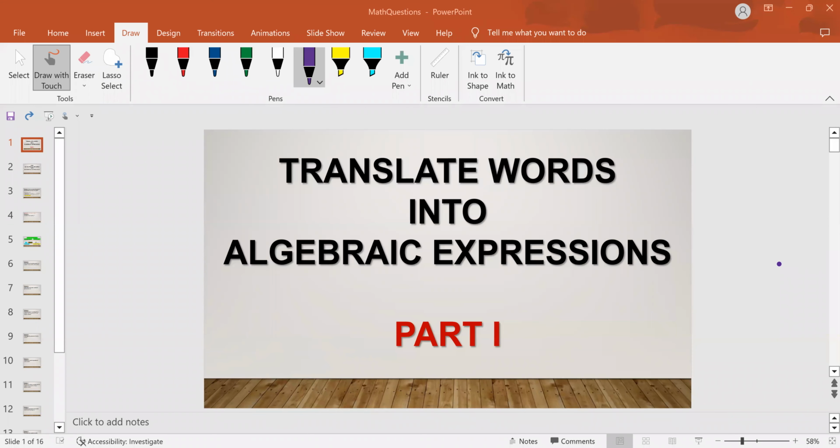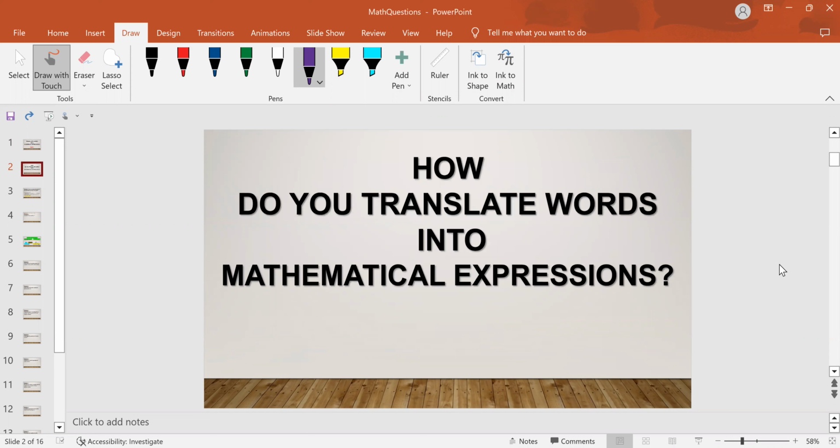Translate words into algebraic expression. Part 1. How do you translate words into mathematical expressions?